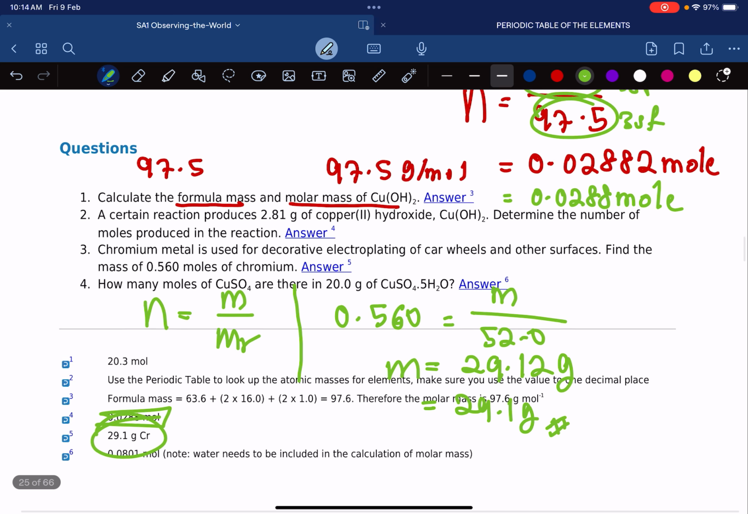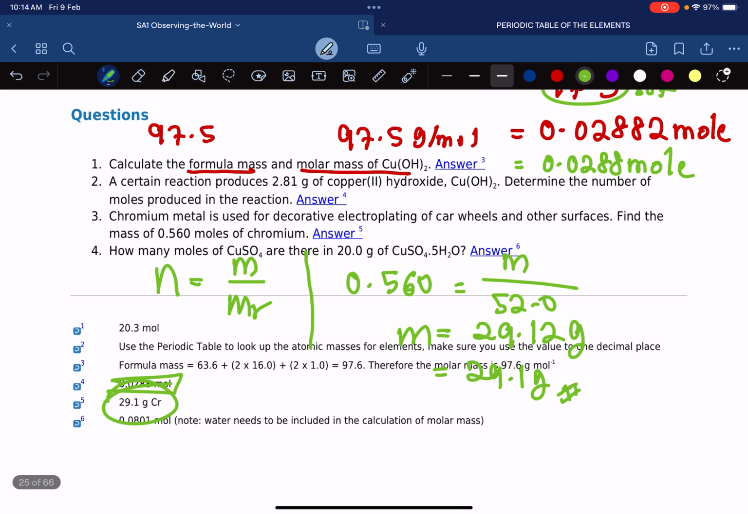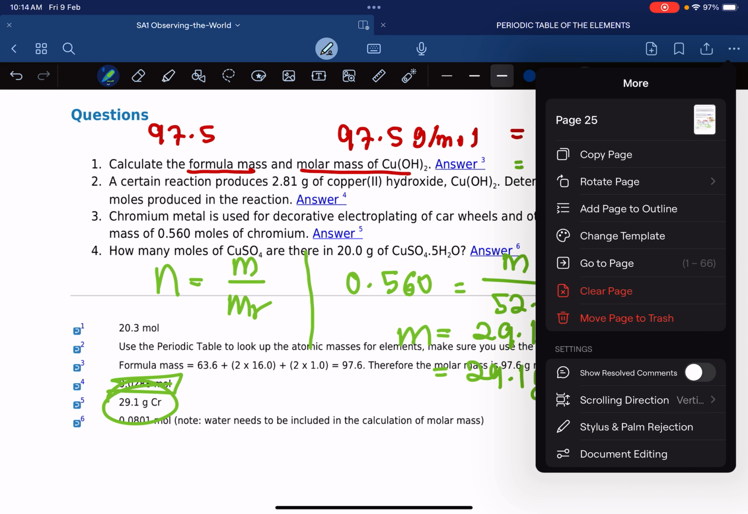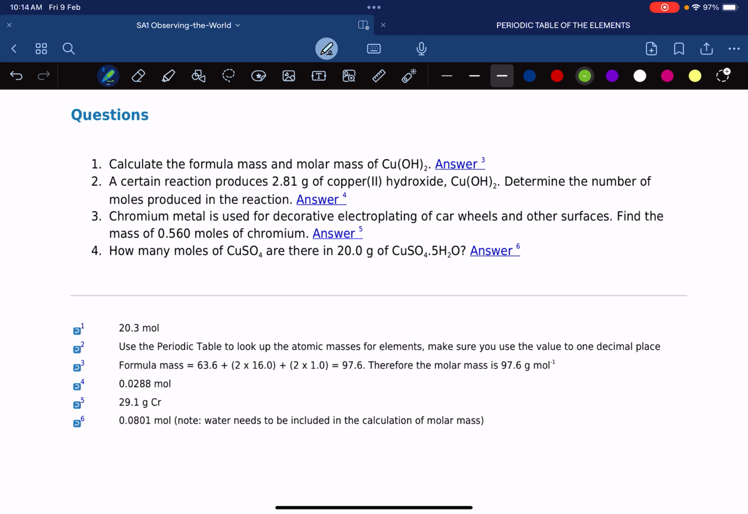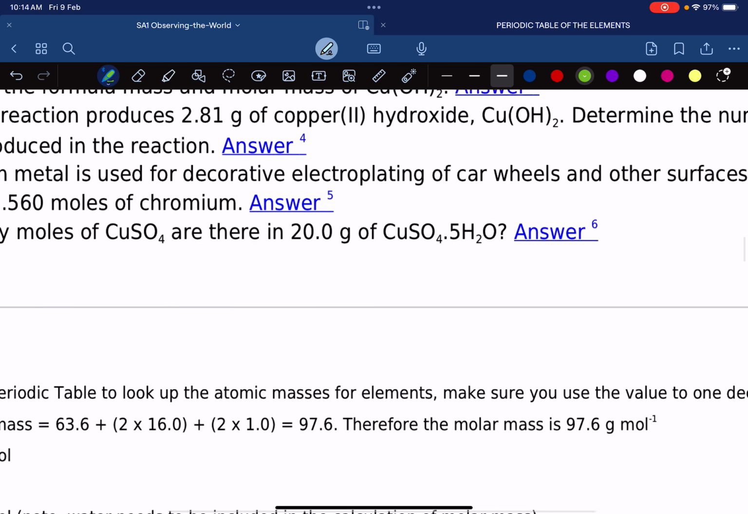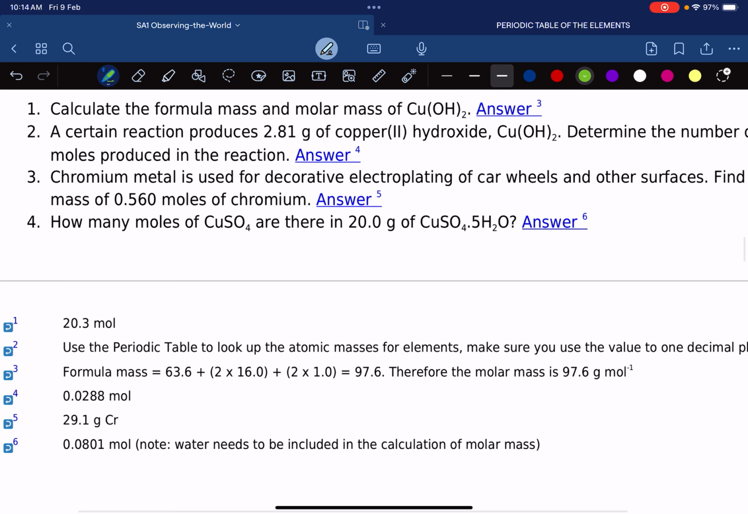Okay. All right. Last question. The last question says, how many moles of copper sulfate are there in 20 grams of copper sulfate pentahydrate? So what we need to do is find the molar mass of this entire thing. But before that, let's look at the ratio.